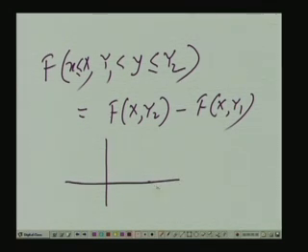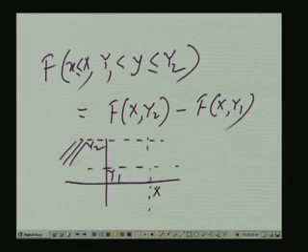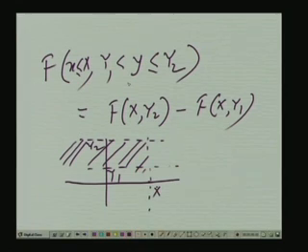In the xy plane, it means what? Suppose this is x, and there are two values. This value is y2, this value is y1. Then this is the region. What is the probability of the pair xy falling within this region? That is given by this. This now we can generalize further.